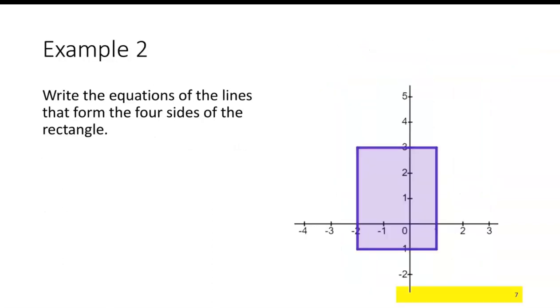So keeping that in mind, let's write equations of the lines that form the 4 sides of this rectangle. The very top is a horizontal line, so that'd be y equal to, looks like the y value is 3. The bottom is at y equal to -1. The left is vertical. That's basically x equal to -2. And the right is vertical, looks like x equal to 1. So these are the equations of the 4 sides of this rectangle.